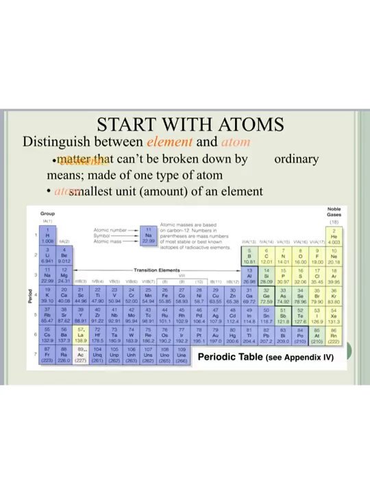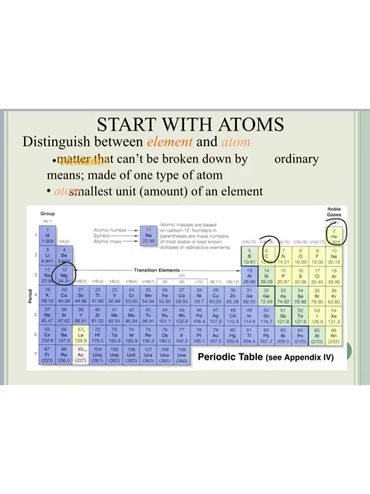So we might have an atom of carbon. So carbon is an element. We might have an atom of helium. So helium is an element. We might have an atom of magnesium. Magnesium is an element. None of these things can be broken down by ordinary means.